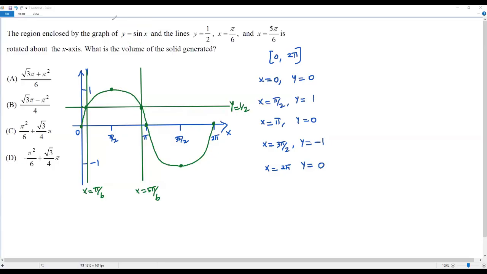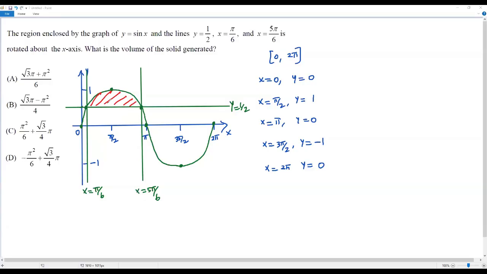Okay, now let me shade the region enclosed by the curve, the horizontal line, and the two vertical lines. So clearly this is a region enclosed by the curve y equals sin x, the horizontal line and the two vertical lines. Now this region has to be rotated about the x-axis. When I do so, a hollow solid will be generated.